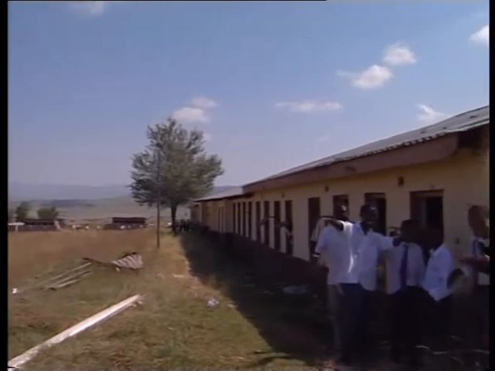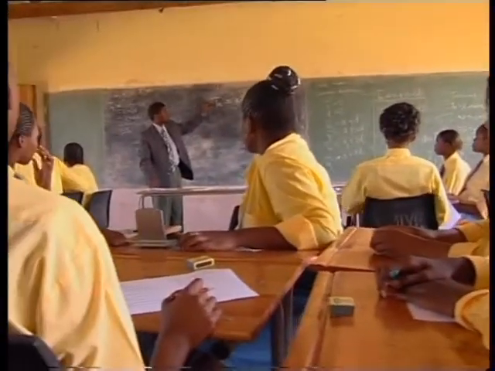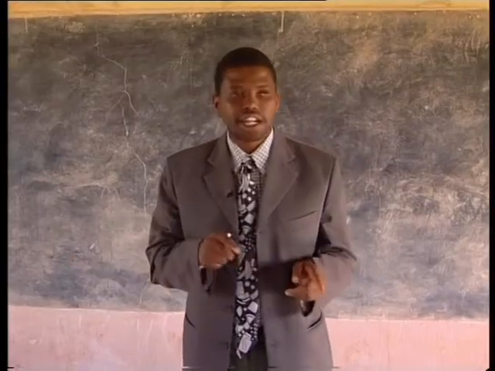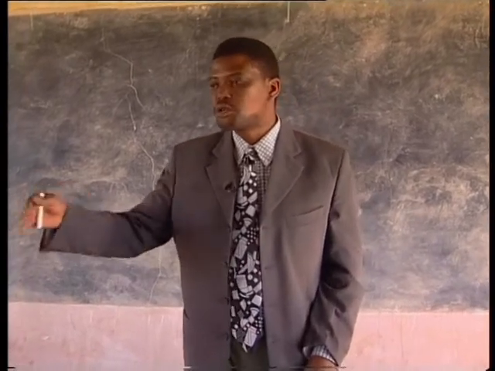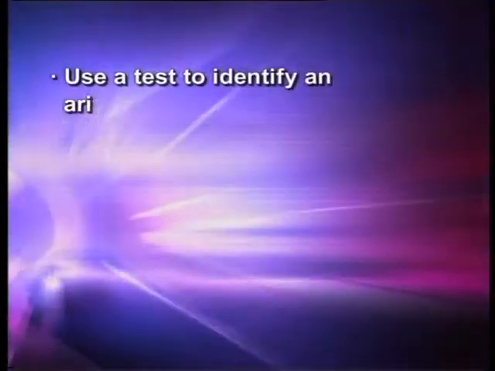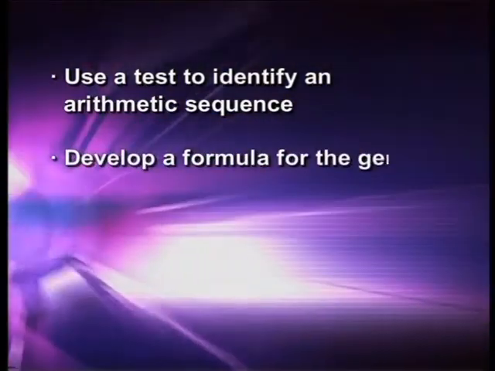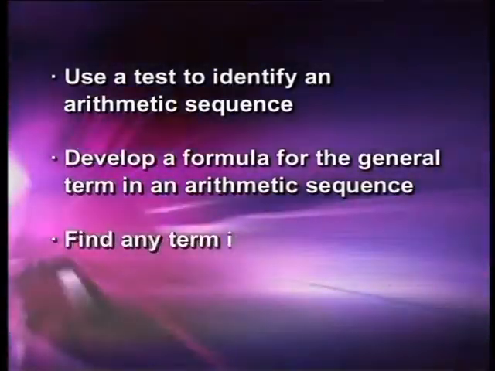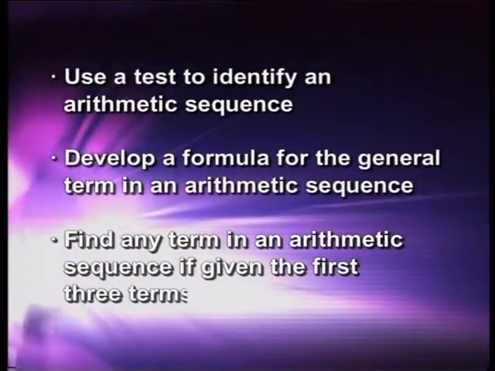At Thokoza High School in Natal, the teacher, Mr. Letuktula Shabalala, is introducing arithmetic sequences to his learners. A sequence is just a list of numbers, and an arithmetic sequence is a list of numbers that are connected to one another arithmetically. The intended outcomes of the lesson for the learners are to use a test to identify an arithmetic sequence, develop a formula for the general term in an arithmetic sequence, and find any term in an arithmetic sequence if given the first three terms.